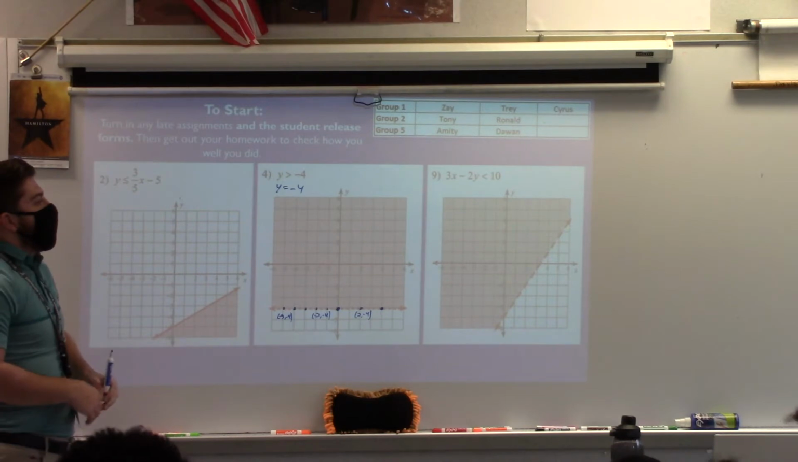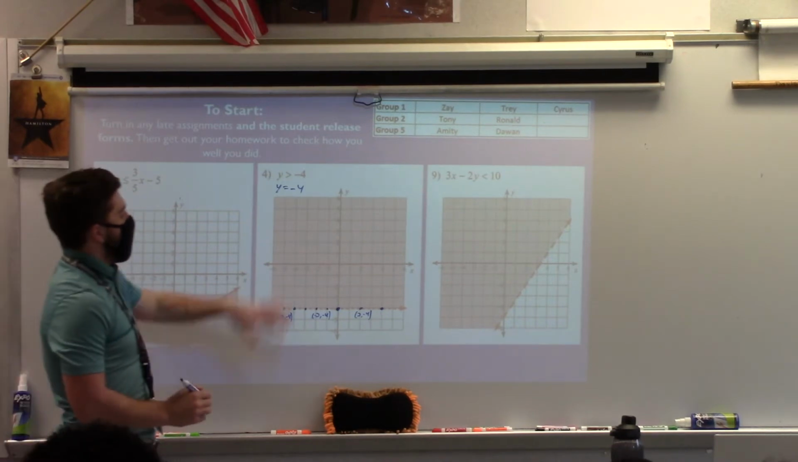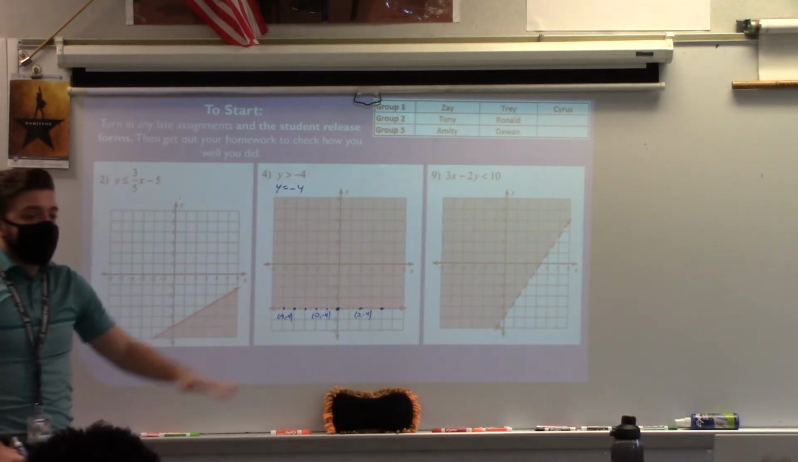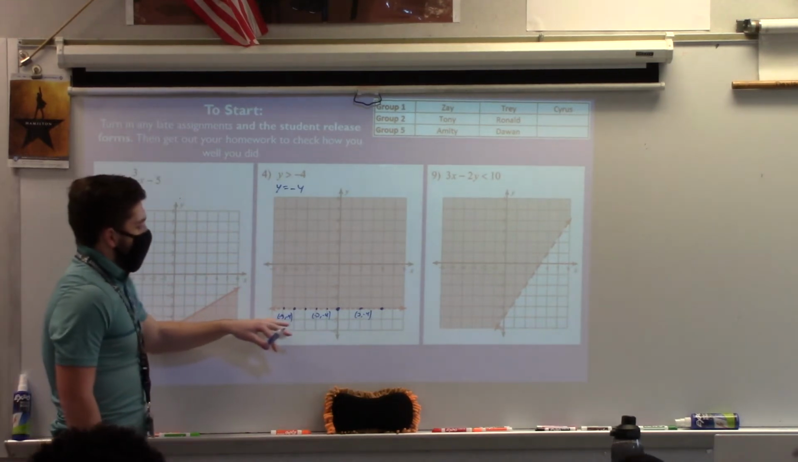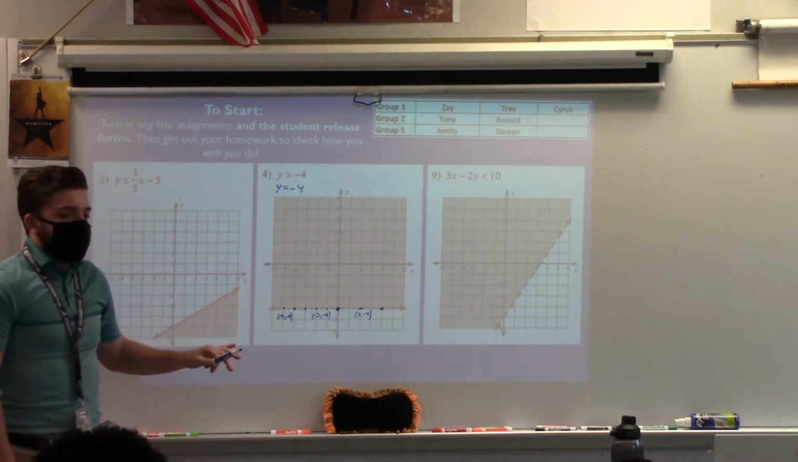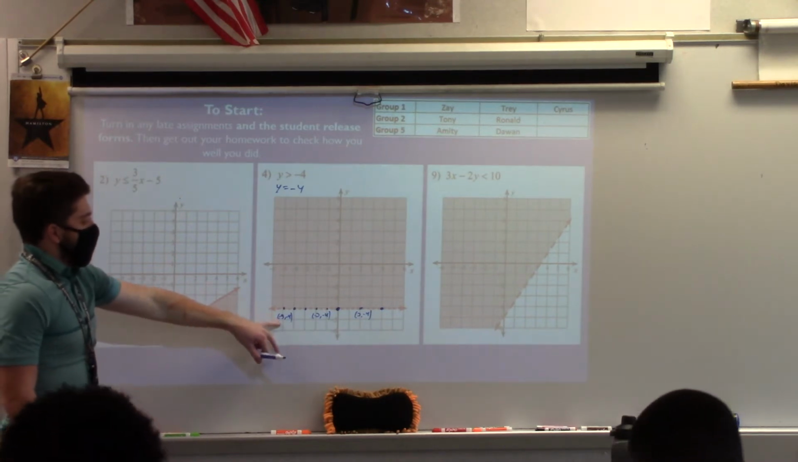I know that sometimes it's a little confusing because the y-axis is vertical and the x-axis is horizontal, but for y equals -4, it's going to be horizontal, so all those points are a solution since the y value is -4.